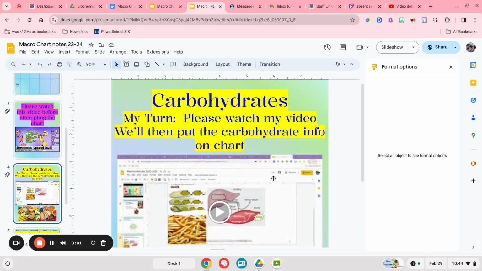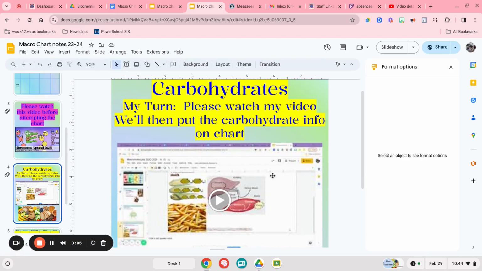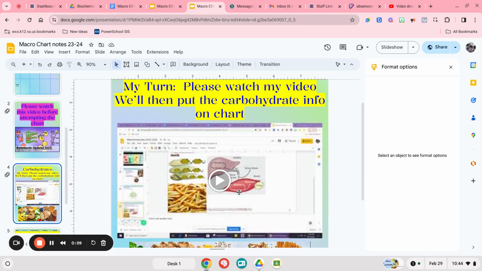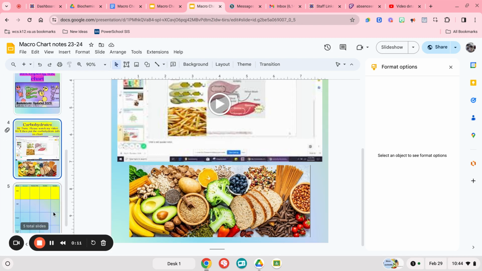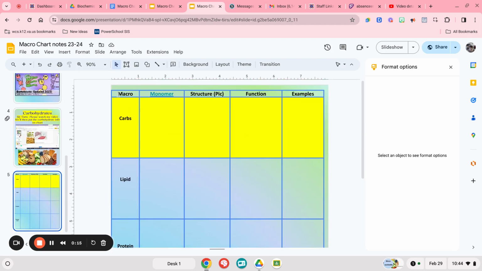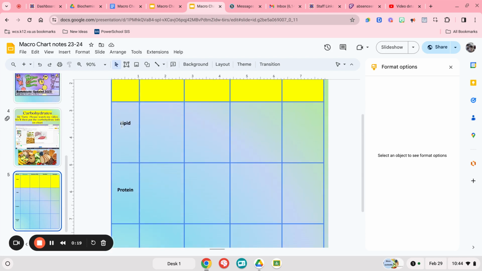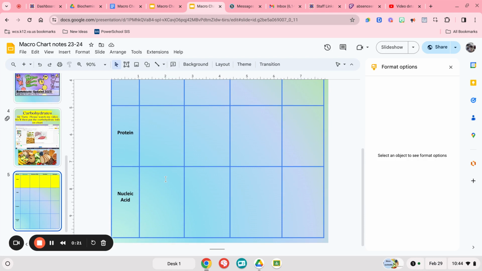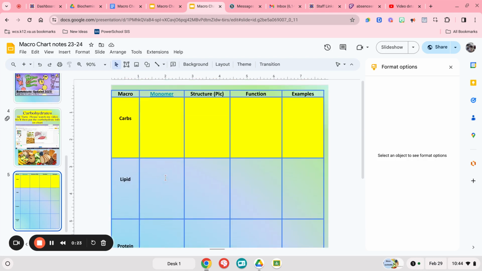After you've watched my video on carbohydrates, let's put together the information on the chart for carbohydrates. So you should have your chart, and your first column is the macro itself. So is it a carbohydrate, a lipid, a protein, or nucleic acid? And we're going to fill these all in today.